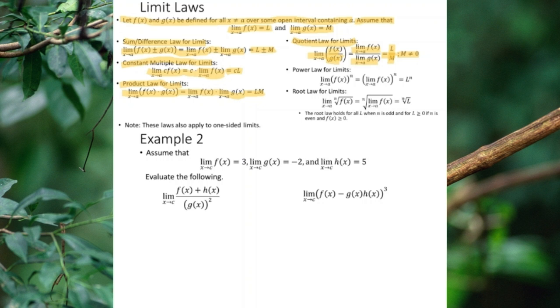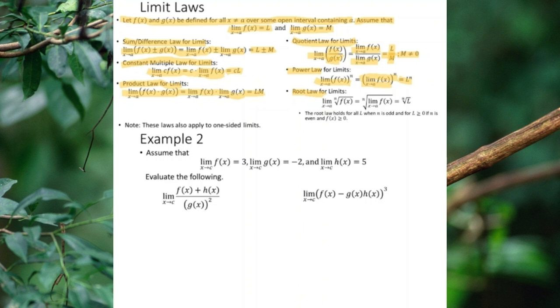So what the constant multiple law allows us to do is kick constant multipliers outside of the limit, and then we can just focus on taking the limit of the function itself. Two similar laws are the power law and the root law. The power law states the limit as x approaches a of f of x raised to the n is equal to the limit as x approaches a of f of x, and that value raised to the nth power. Or in this case, our limit would equal L to the n.